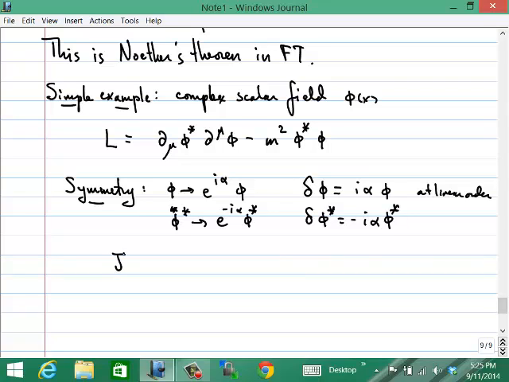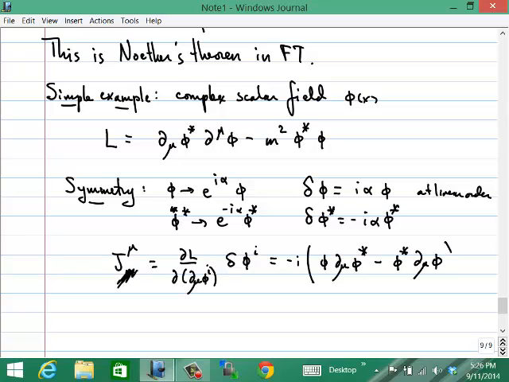I'm out of time here, so I'll just write down the answer for you. So J mu is dL by d mu phi times delta phi. And here we really should think of this as a theory where I have two fields, the real and imaginary part of phi, and I need to sum over them separately. If you go through and work it out, this is just minus i times phi d mu phi star minus phi star d mu phi.